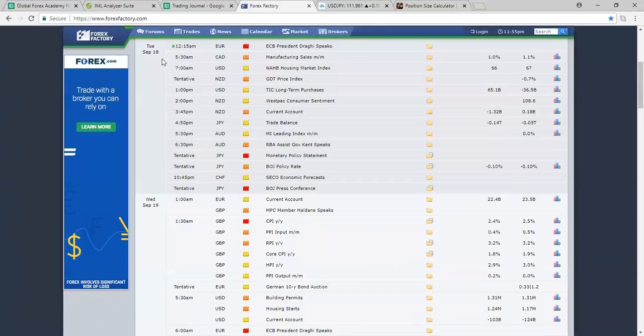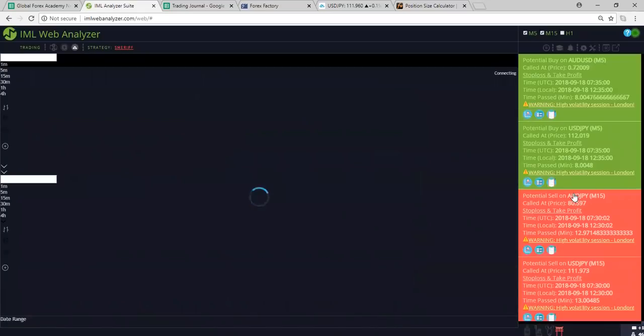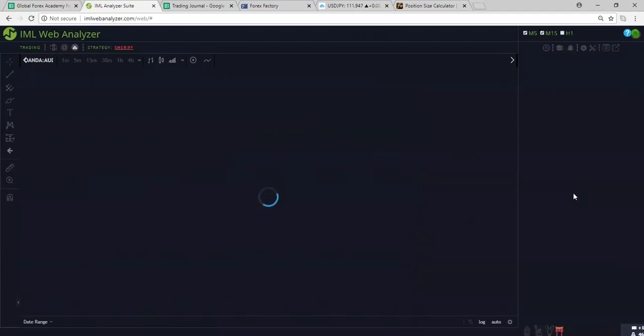So right now it's Tuesday, around, what time is it? 12:42 a.m. PST. So at 12:15 we had a red folder for Euro, and we had a tentative for JPY. And if you notice, I'm going to show you, all the JPY pairs went crazy. So let's look at AUD JPY, for example, and you can see what high impact news can potentially do to a trade.